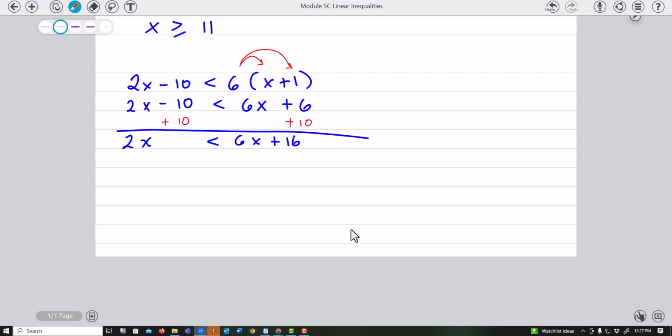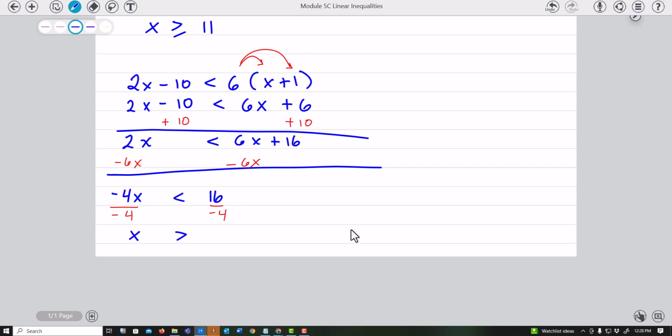I probably want to get my x's together, so I am going to subtract 6x. I'm subtracting, I'm not multiplying or dividing, so you don't have to do anything on that step with the sign. And so that's going to be -4x is less than 16. But aha, I am now dividing by a negative number. So I will flip my sign and I get my answer.